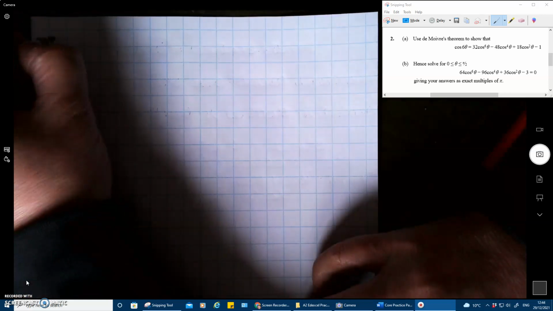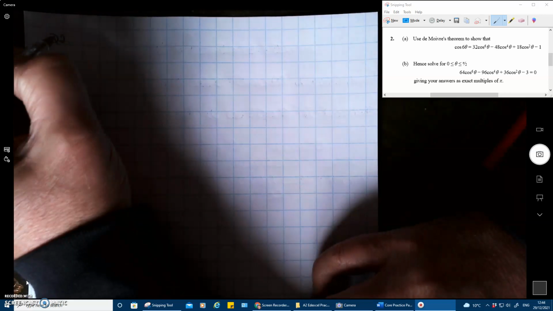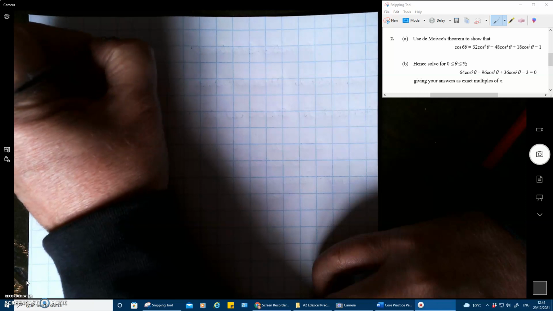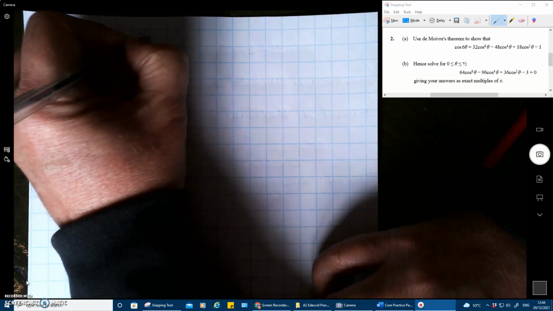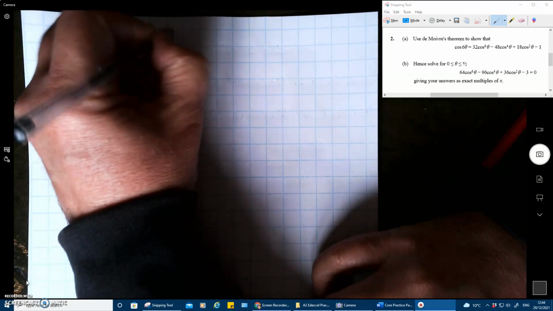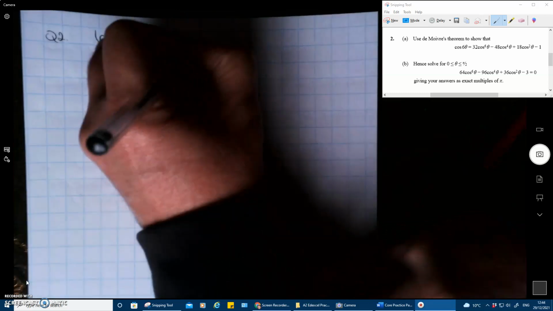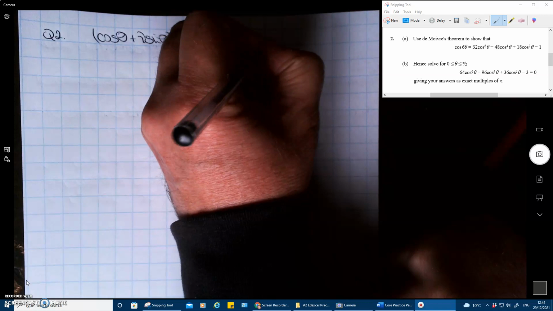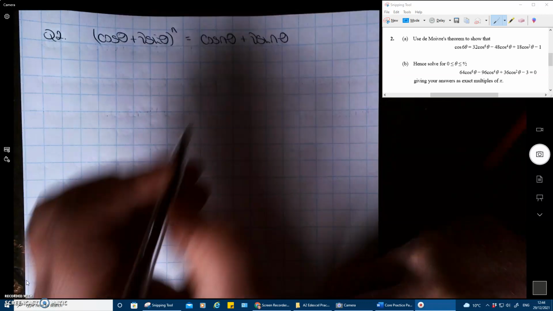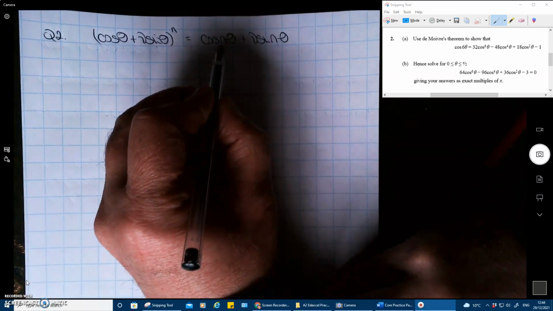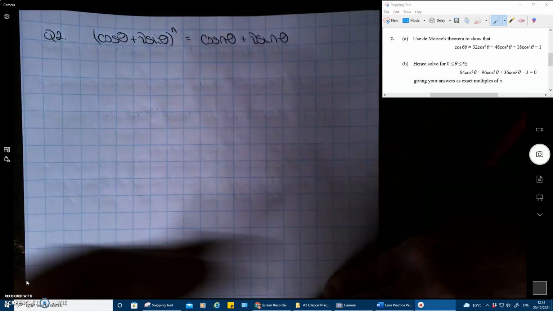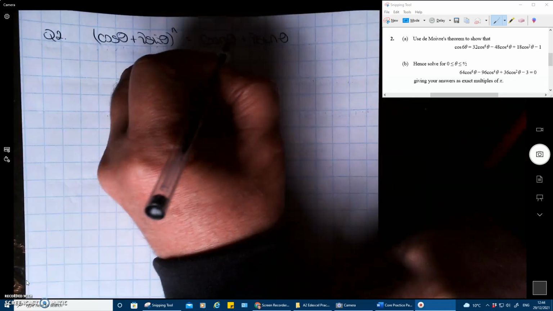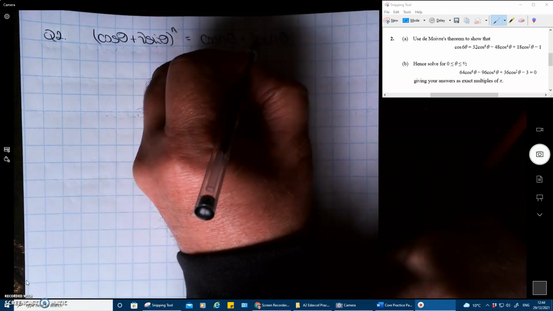Okay, question number 2 uses de Moivre's theorem. De Moivre's theorem is (cos theta plus i sine theta) to the power n is cos n theta plus i sine n theta. In this case, because we're interested in cos 6 theta, we know that n must be 6. And because we're only interested in the cosine part, we don't want the imaginary part.